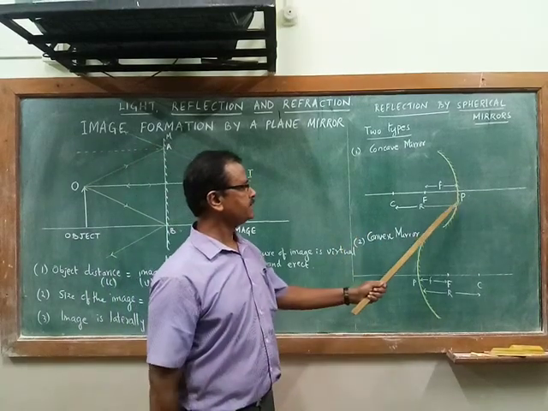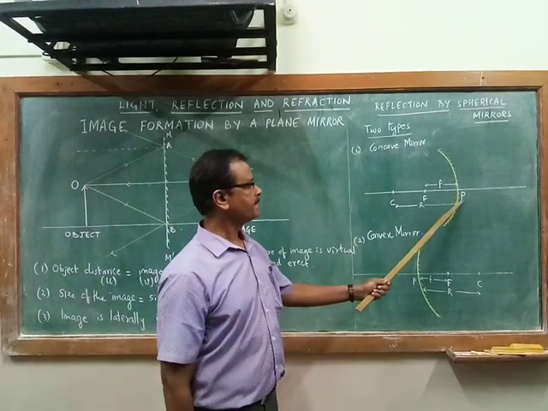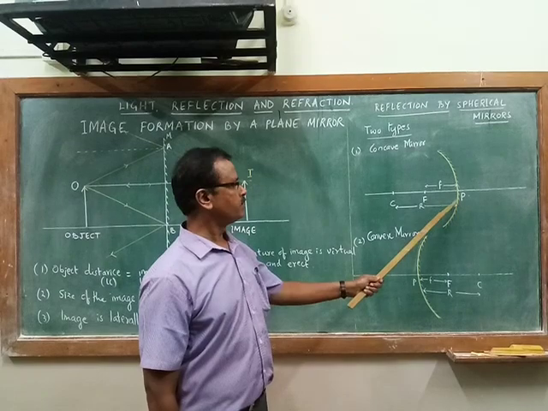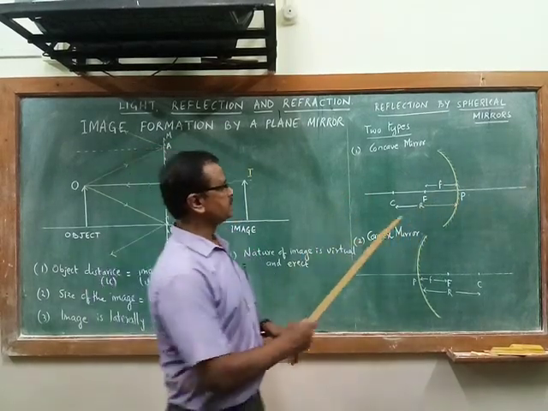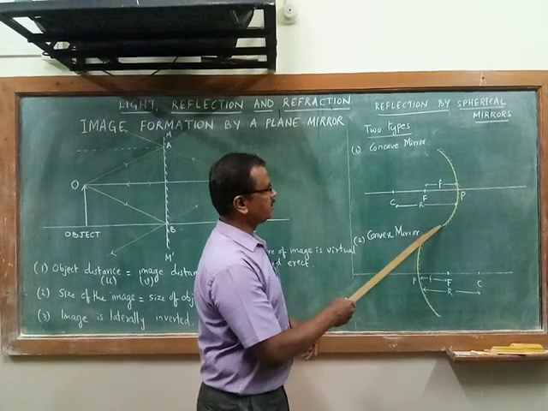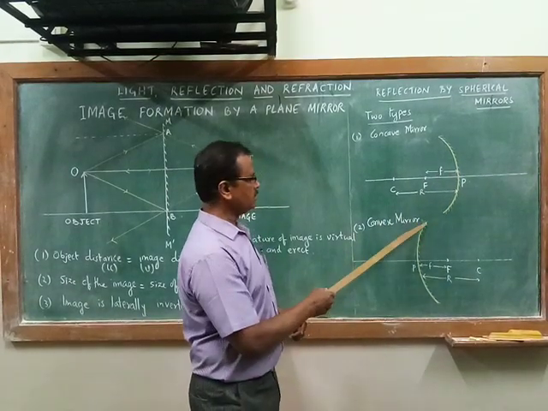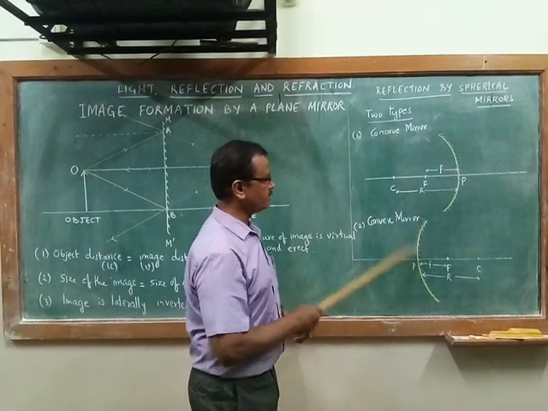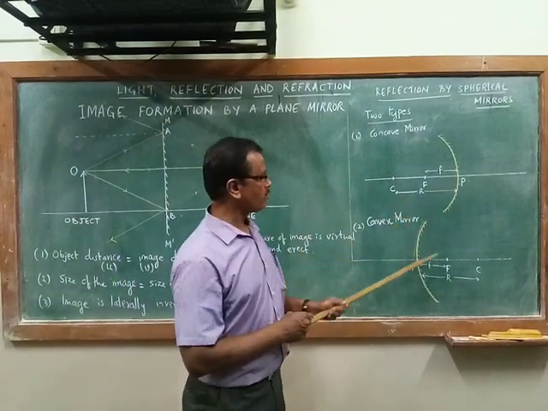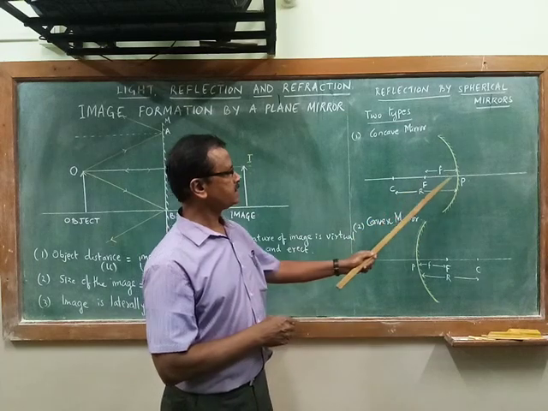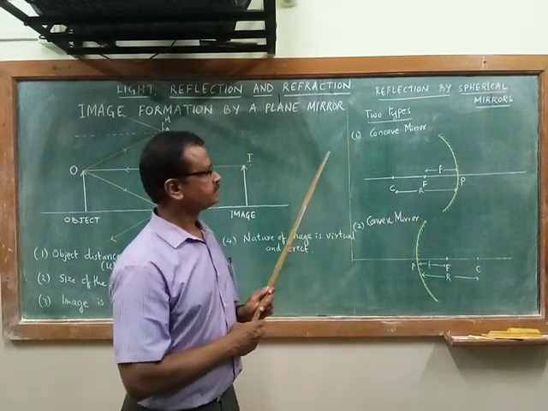The first point is the pole. P is the pole. Pole is the geometrical center of a concave mirror or the geometrical center of a convex mirror. The geometrical center of a concave or convex mirror is represented as the pole of the mirror.